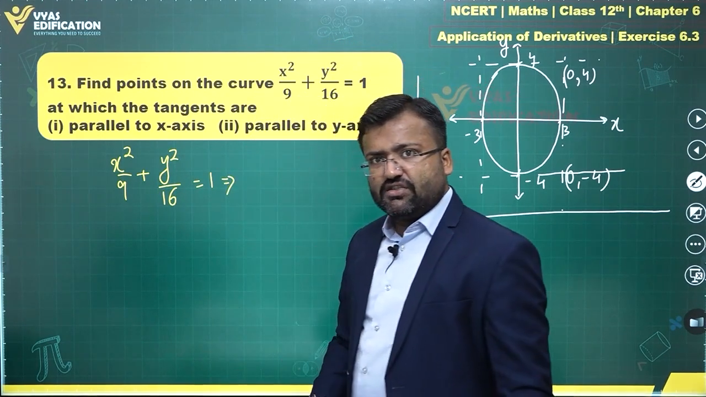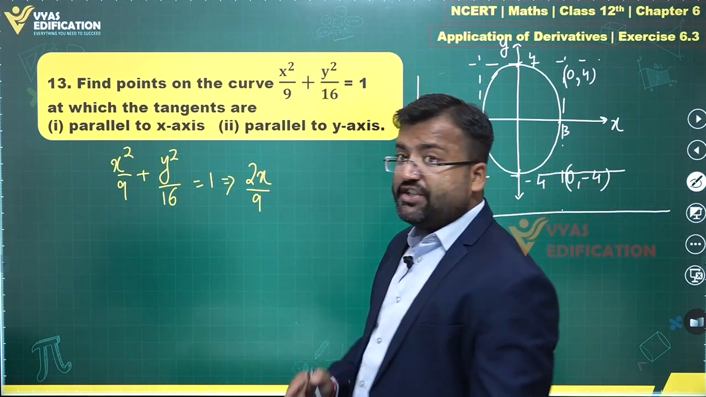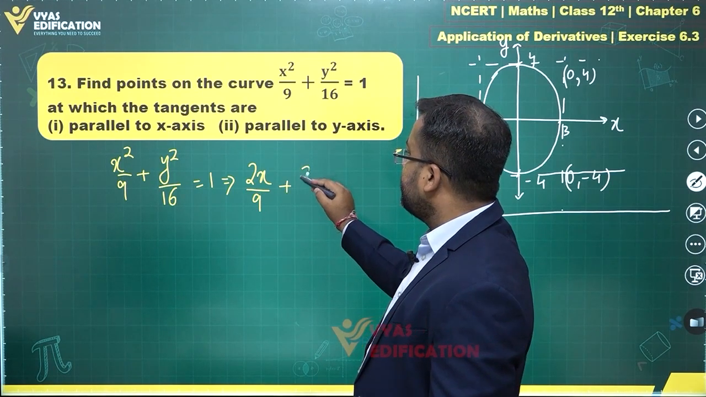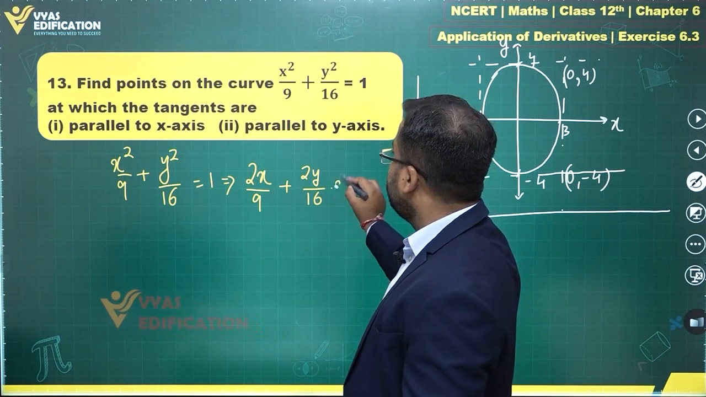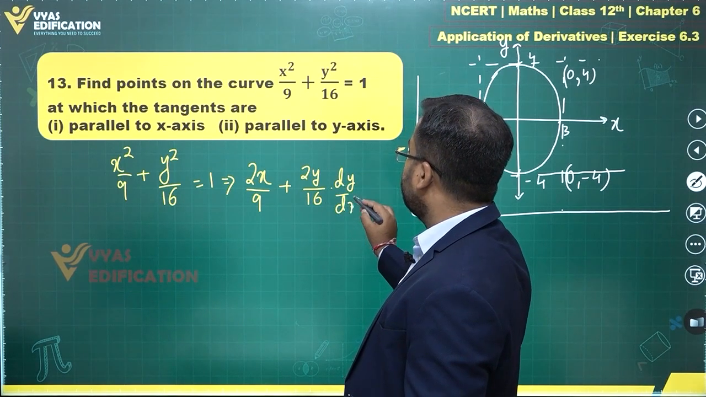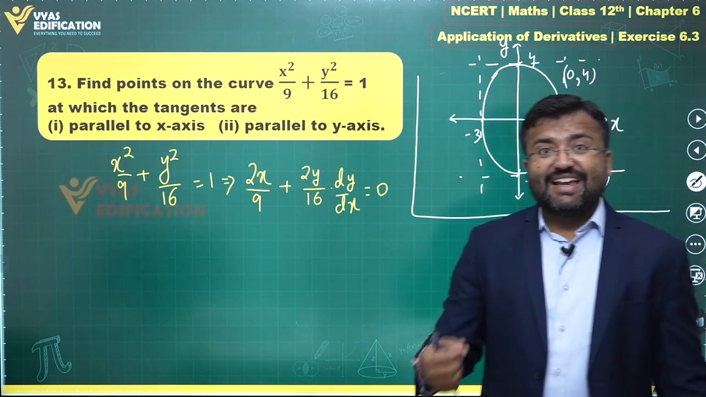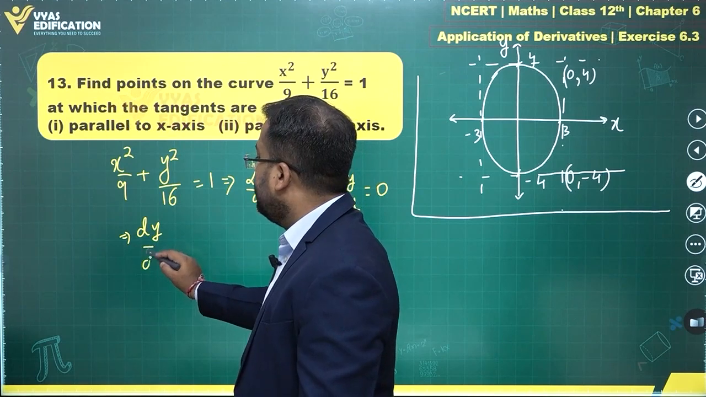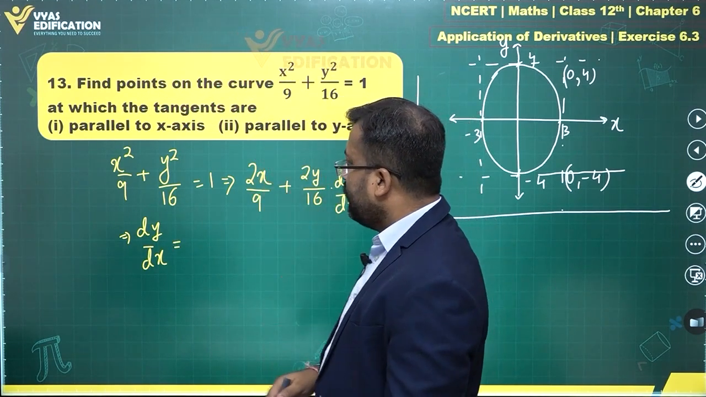Can you differentiate this? Yes, differentiate. 2x over 9, differentiating with respect to x. The derivative of x square is 2x. The derivative of y square is 2y times dy by dx, since we are differentiating with respect to x, this is what you get. Derivative of 1 is simply 0. On basis of this, I can get the value of dy by dx. This gives me dy by dx is equal to what? Minus 2x by 9 upon 2y by 16.